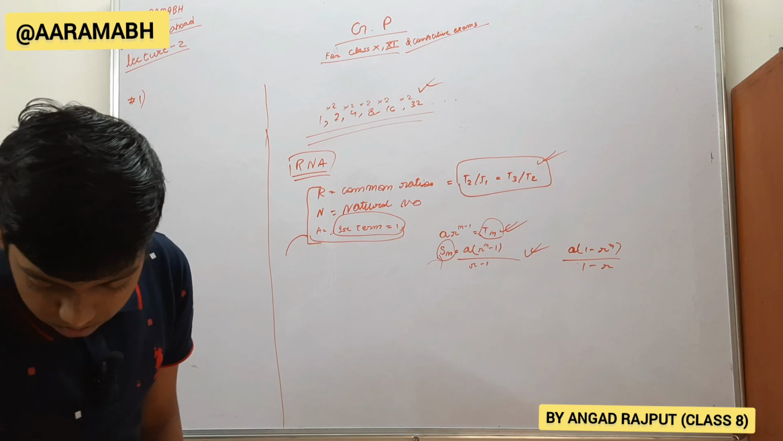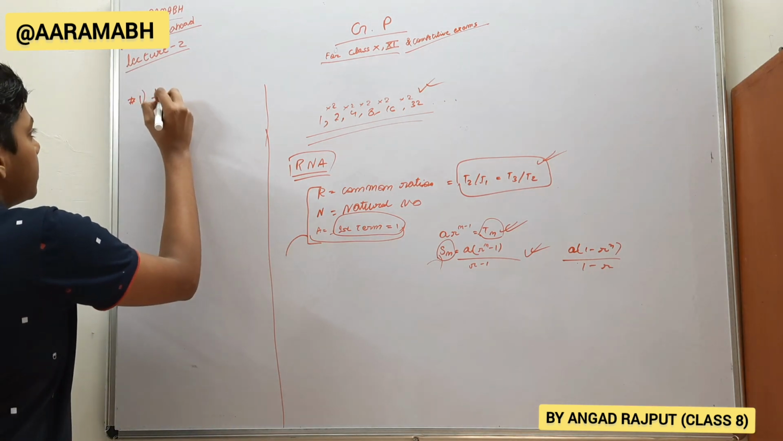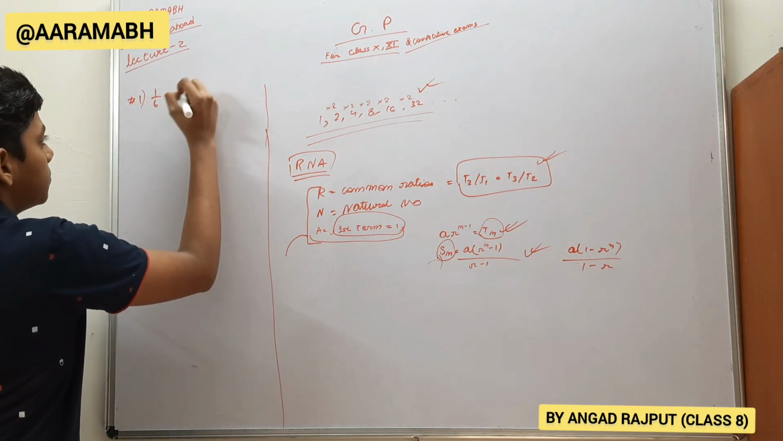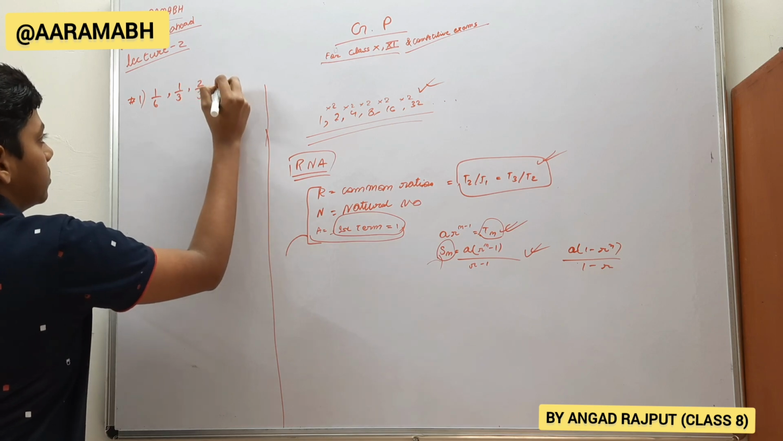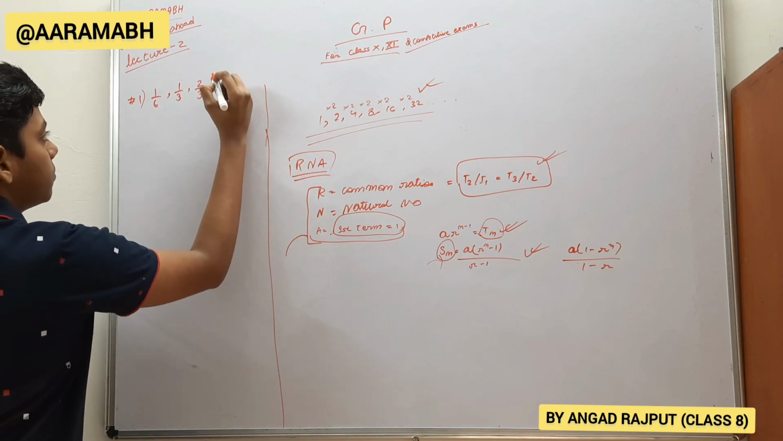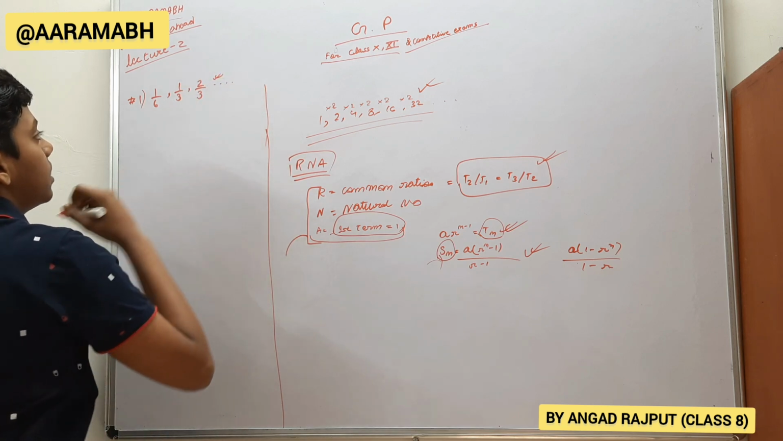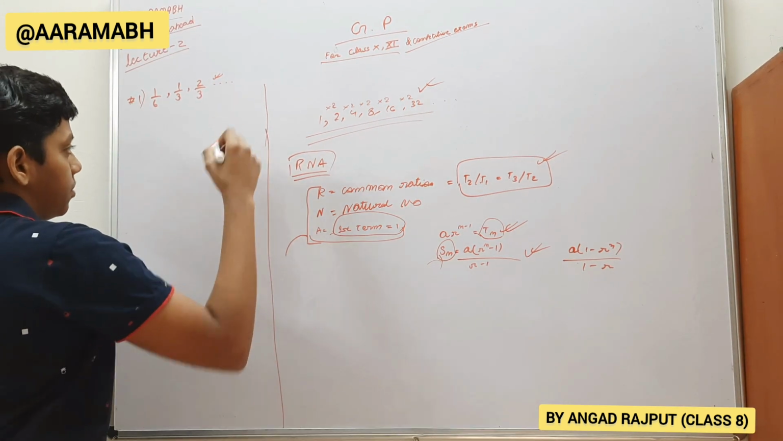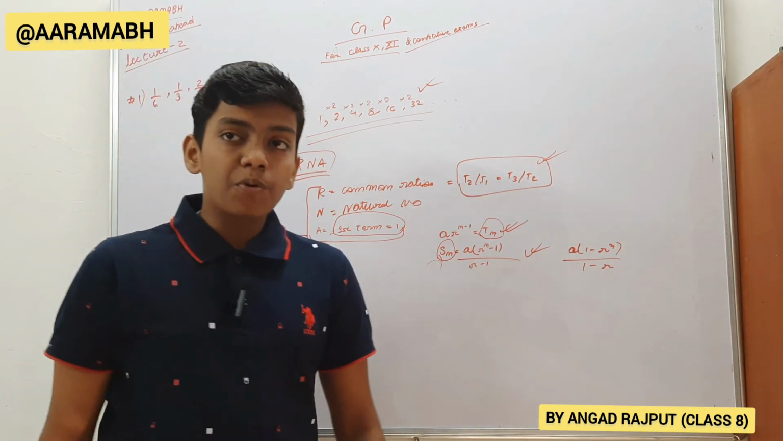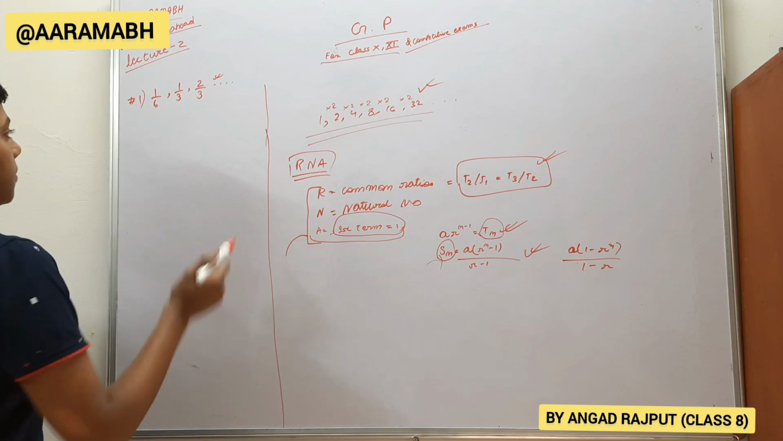You have been given a series of numbers like this, and you have to find what will stand here. It has 3 terms, and you have to find the 4th term. Now, how to find it?